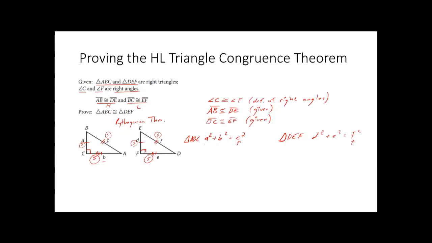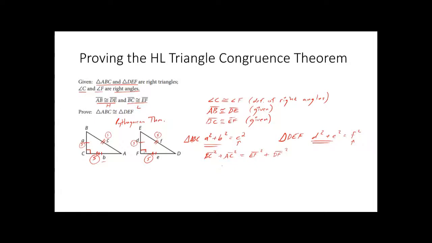So let's set these guys equal to each other. This guy should equal this guy, all right? So here we go. A squared is really just BC squared, right? B squared is really just AC squared. And again, we can set them equal to d squared, which is EF squared, plus DF squared.